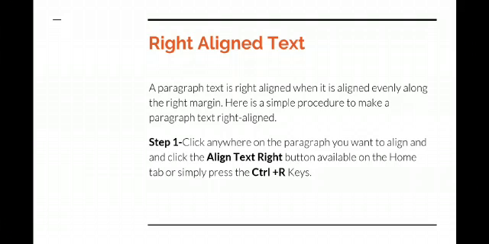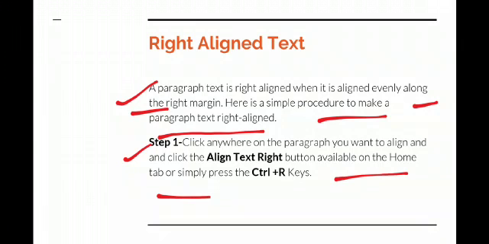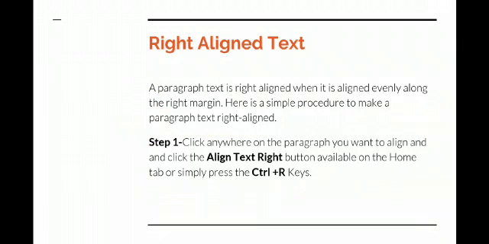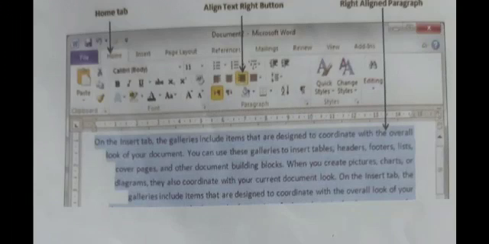Right align text. A paragraph text is right aligned when it is aligned evenly along the right margin. Here is a simple procedure to make a paragraph text right aligned. Step 1. Click anywhere on the paragraph you want to align and click the Align Text Right button available on the Home tab, or simply press the Ctrl plus R keys. You see the right aligned paragraph over there, the right align button.